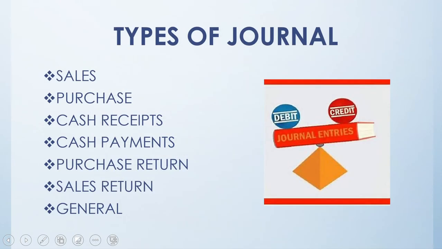And what are all the types of journal? This is again a very important topic. The types of journal are sales, purchases, cash receipts, cash payments, purchase return, sales return, and journal. So let's go through it one by one. Sales journal. This mainly talks about the credit sales that are happening in the organization.